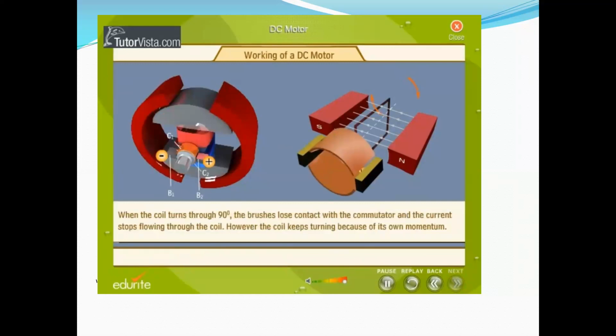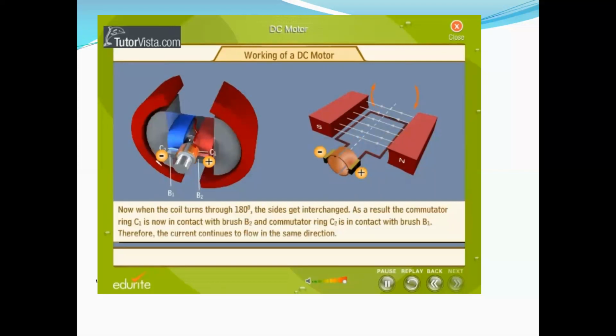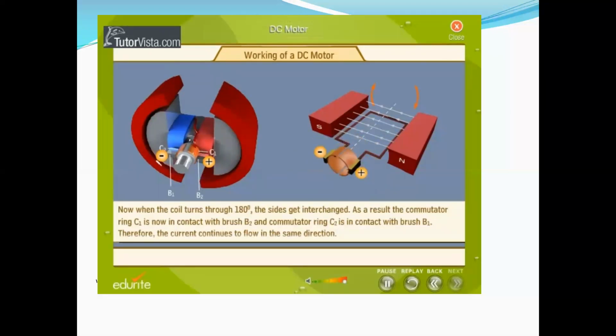When the coil turns through 90 degrees, the brushes lose contact with the commutator and the current stops flowing through the coil. However, the coil keeps turning because of its own momentum. Now, when the coil turns through 180 degrees, the sides get interchanged. As a result, the commutator ring C1 is now in contact with the brush B2, and commutator ring C2 is in contact with brush B1. Therefore, the current continues to flow in the same direction.